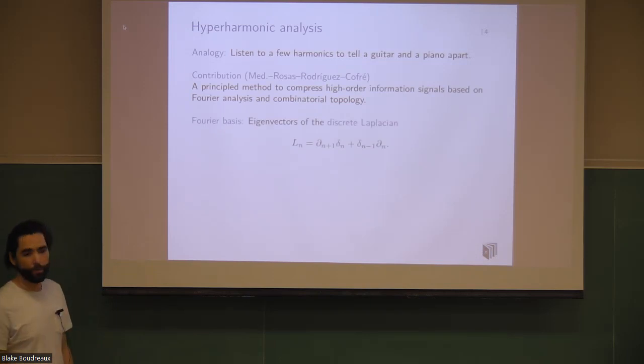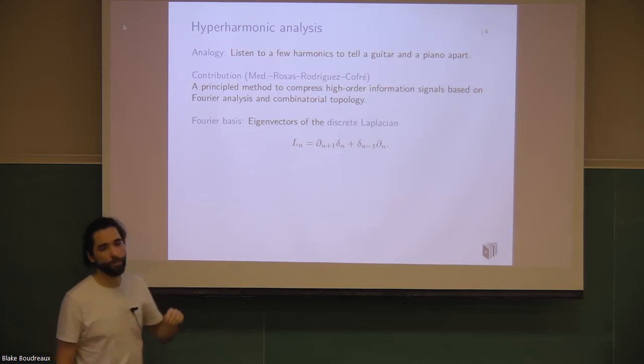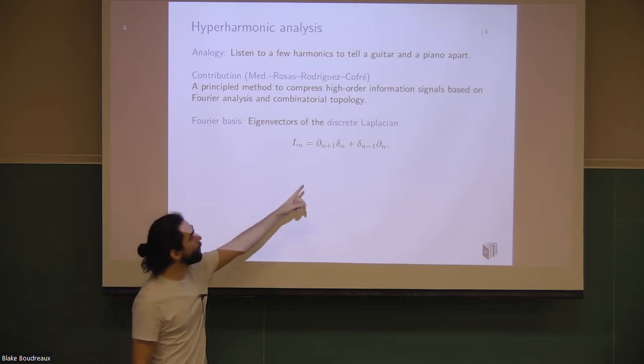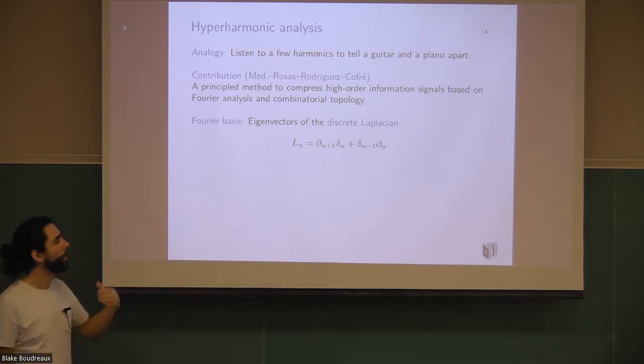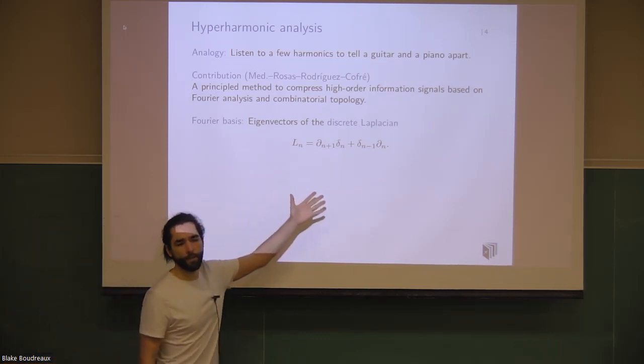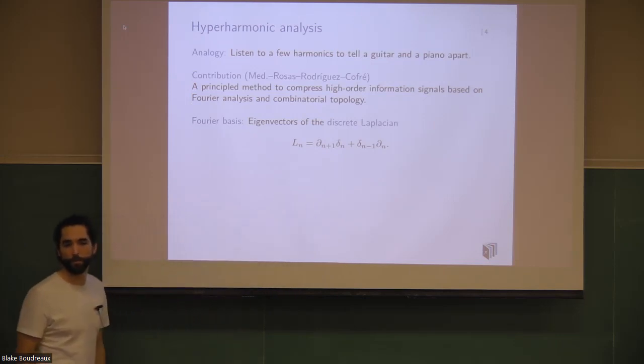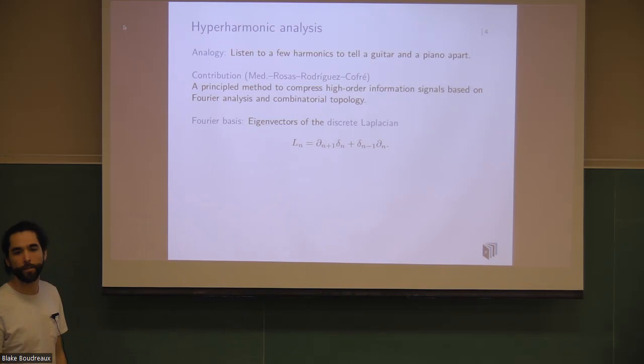So what is the Fourier basis in this context? It will be given by the eigenvectors of a so-called discrete Laplacian. And here we're using the boundary and coboundary operators from the previous section. And if we're familiar with differential geometry, we might recognize this as a direct analog of the Laplace-Beltrami operator defined in terms of d and d star in that context. So we have here this operator, and we define the Fourier basis to be the basis given by its eigenvectors.